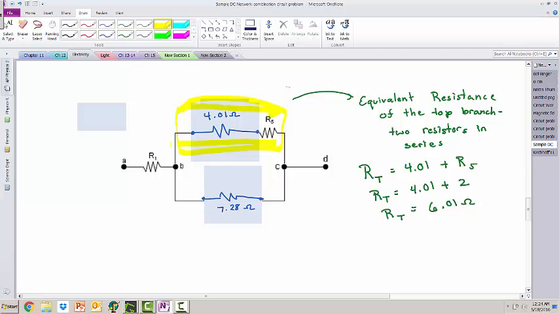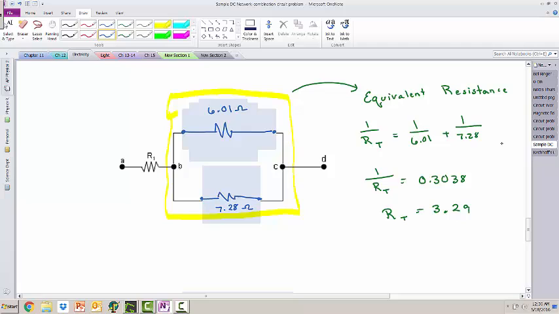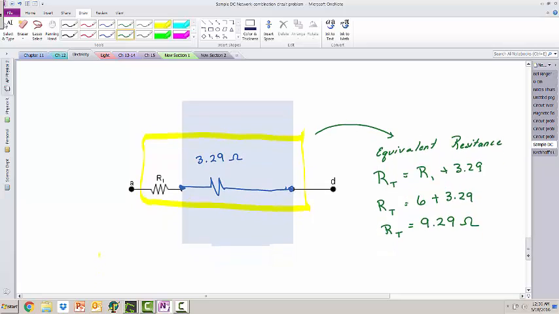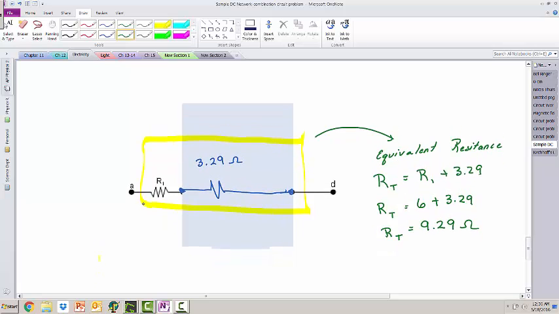So I'm going to redraw my circuit, and I am going to replace these two series resistors with one equivalent resistance. The equivalent resistance of this parallel circuit is 1 over RT equals 1 over 6.01 plus 1 over 7.28, or RT is equal to 3.29 ohms. So I can replace that parallel part of the circuit with one resistor, and I redraw it, and I now have R1 is hooked up in series with a resistor of 3.29.